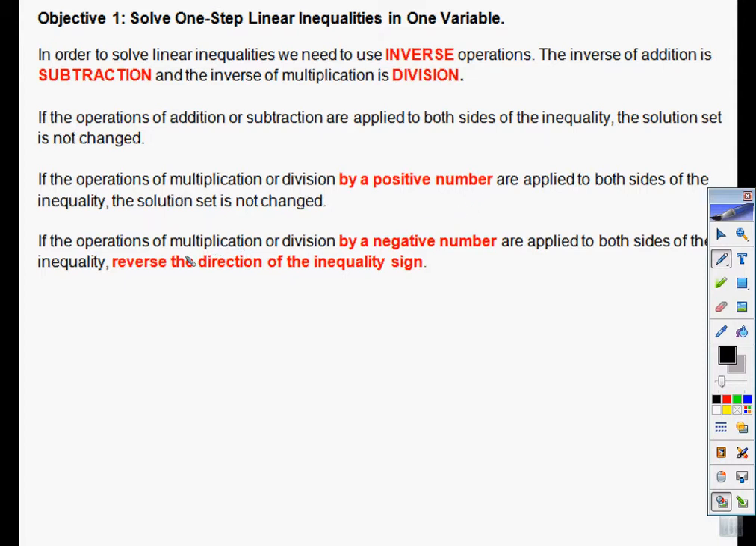In solving them, if I multiply or divide by a negative number on both sides of an inequality sign, the direction of the inequality sign is reversed. Okay, we change the direction of the inequality sign, and that's the key thing to remember in solving inequalities.